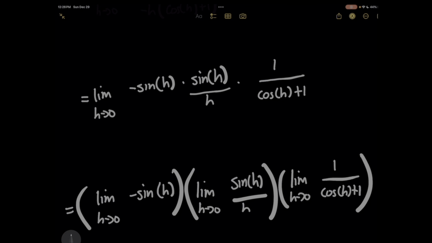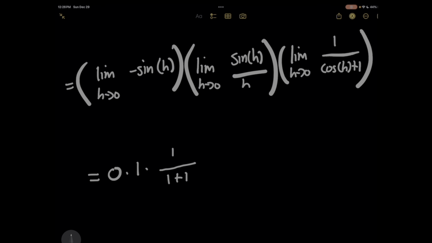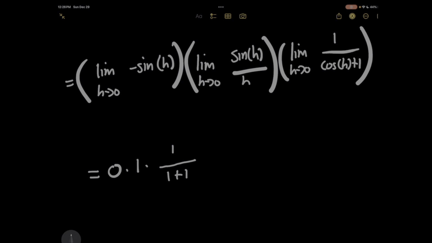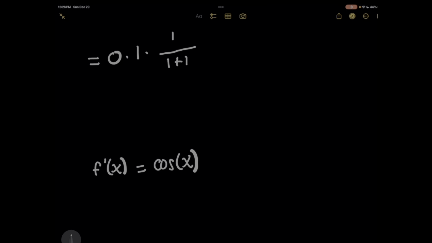Now, the second middle limit, we already know from above. We used that up there as well. That's the famous squeeze limit theorem. We know that one is 1. And then finally, for the rightmost limit, when you plug in 0 on the bottom, you're going to have 1 plus 1 on the denominator, and the numerator will be a 1, giving you 1/2. And check this out: when you multiply 0 times 1 times 1/2, this all goes to 0 and gives us this final answer.